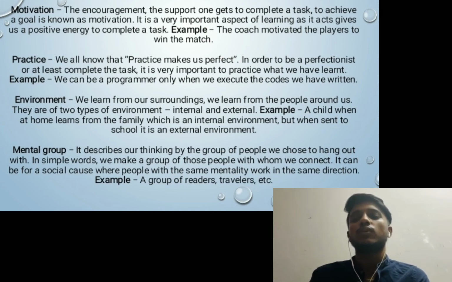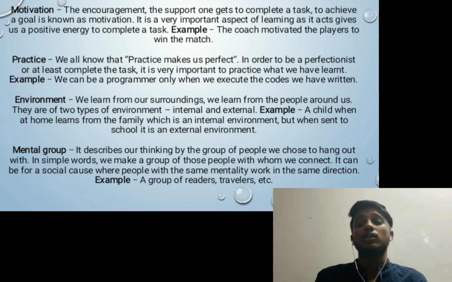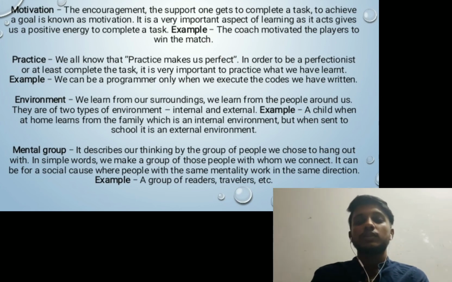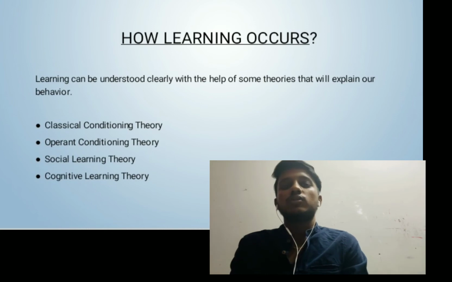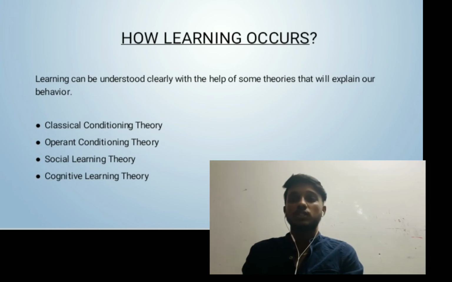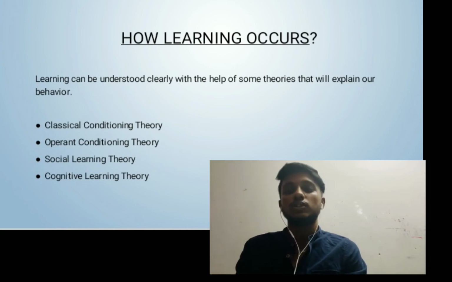Environment: we learn from our surroundings, we learn from the people around us. There are two types of environment, internal and external. Mental group: it describes our thinking by the group of people we choose to hang out with. In simple words, we make a group of those people with whom we connect. It can be for a social cause where people with the same mentality work in the same direction. Learning can be understood clearly with the help of some theories that explain our behavior. There are four theories: classical conditioning theory, operant conditioning theory, social learning theory, and cognitive learning theory.